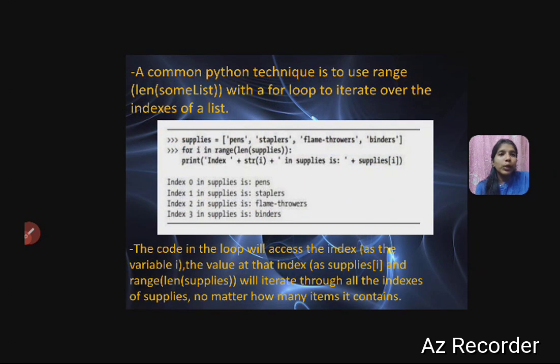A common Python technique is to use range(len(someList)) with the for loop to iterate over the indexes of a list. The code in the loop will access the index as the variable i. The value at the index is supplies[i], and range(len(supplies)) will iterate through all the indexes of supplies, no matter how many items it contains.